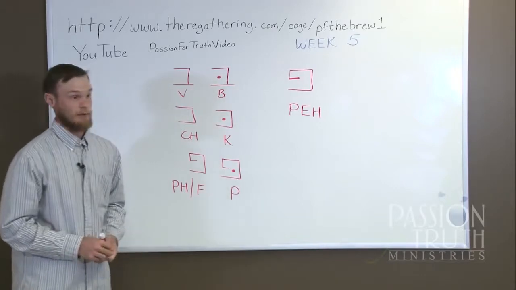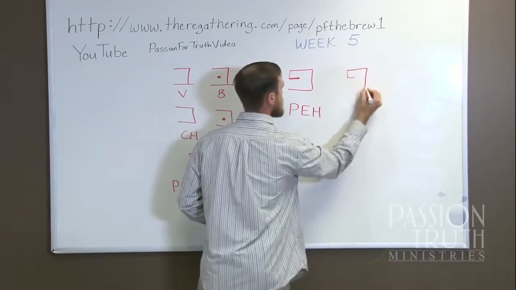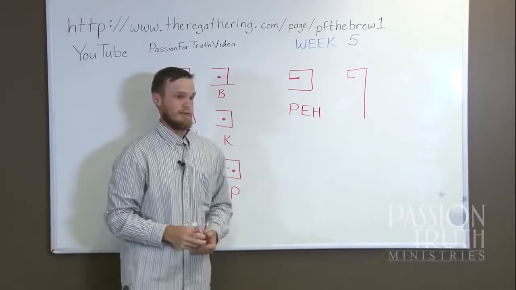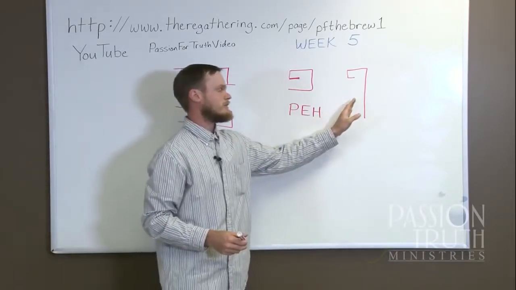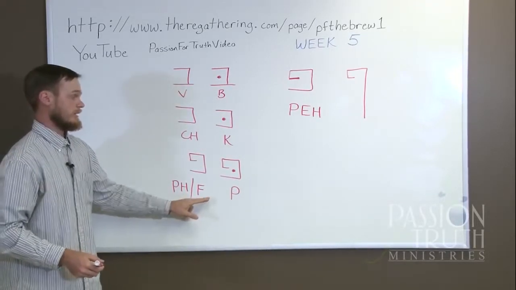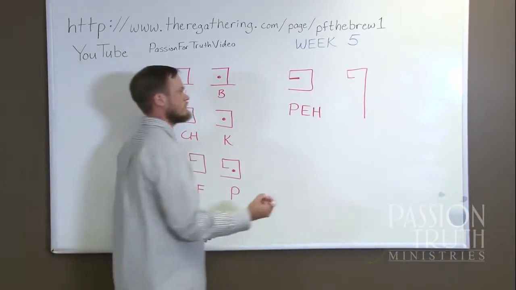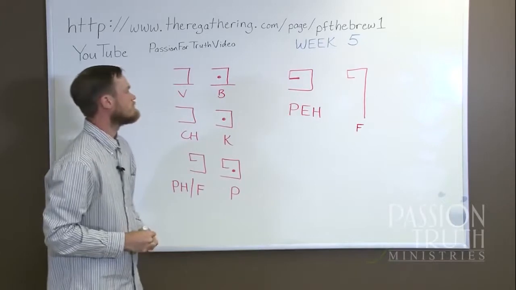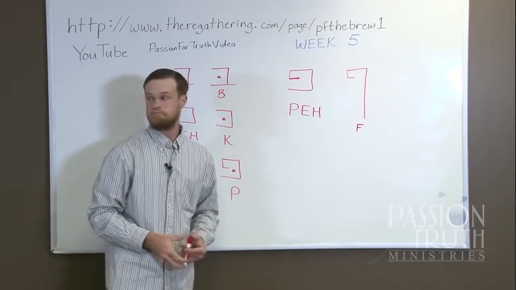And the pei also has a final form. Pei sofit looks like this. I'm exaggerating the length, but it does extend below the line, just like the final nun and just like the final kaf. Anytime you find a pei sofit, a final pei, it will always be pronounced as an F, because it will never take a dagesh. And again, the final form occurs when it's the last letter in a word.